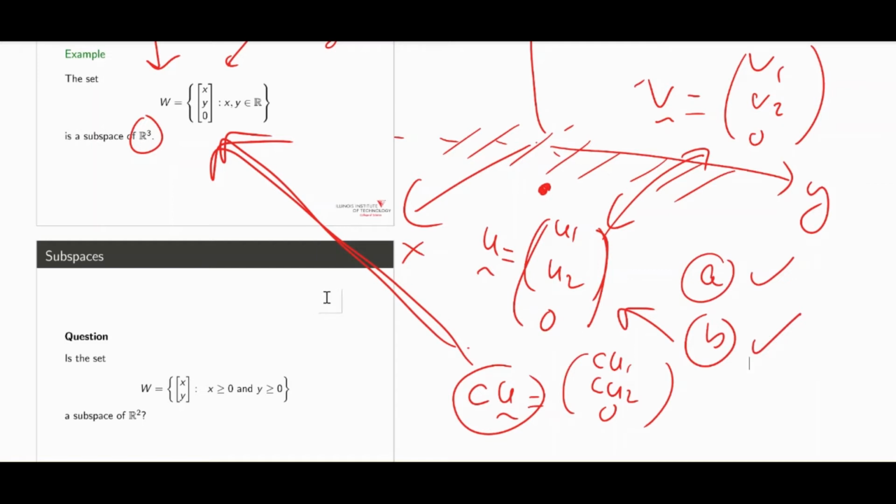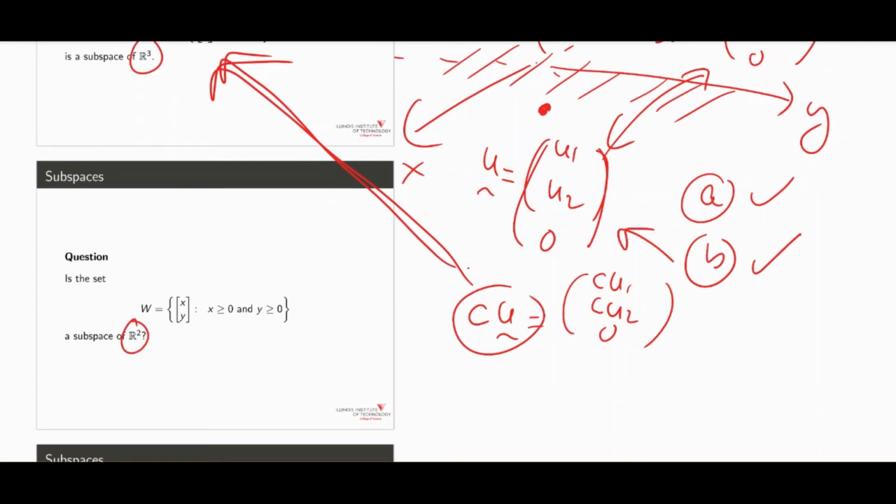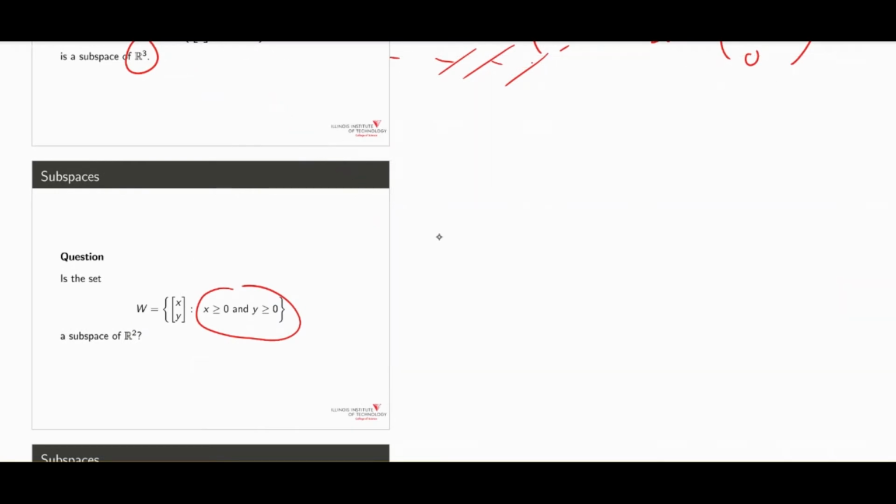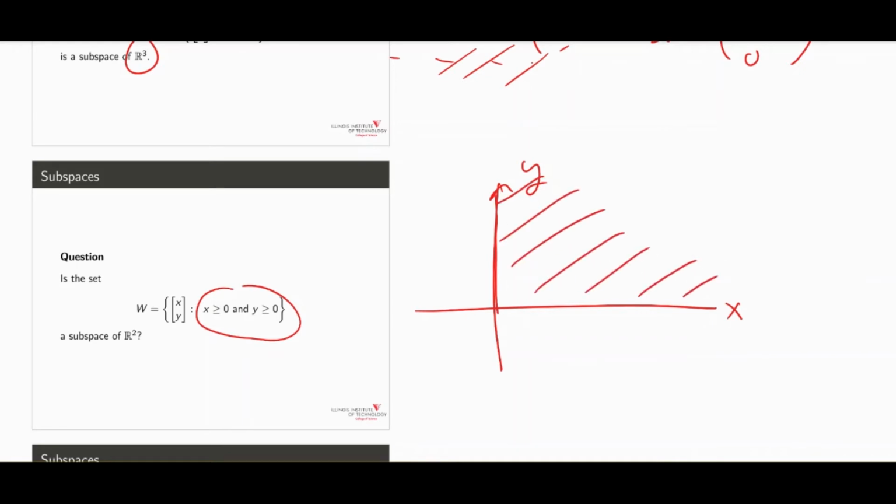I have a question for you now. So this is a set that is in R2. It is a subset of R2 because in R2, we are looking at all the x, y without any restriction. But now we are looking at all the x, y which satisfy these conditions right here. So this W is not the entire R2, it's actually this section only. X has to be positive, Y has to be positive. This is what you call your first quadrant. So this is obviously a subset of R2. The question is, is this itself a vector space?